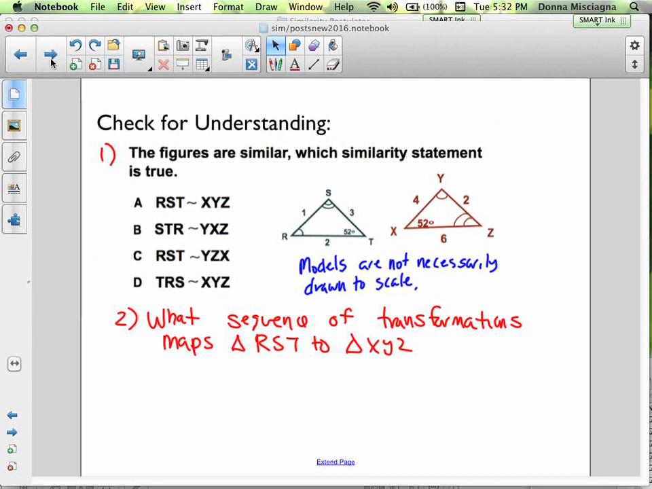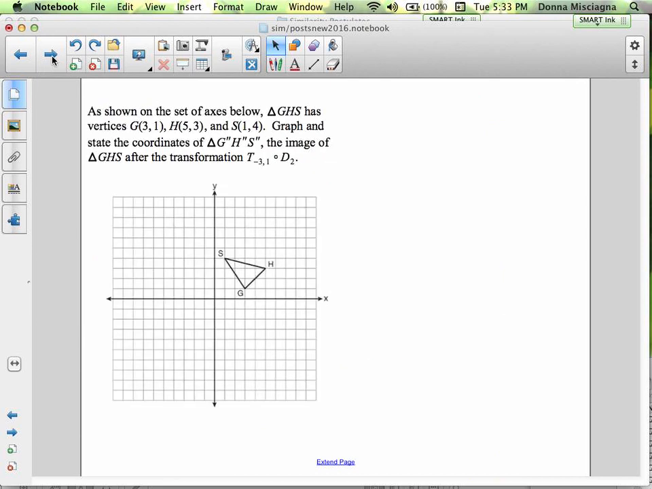Our figures are similar. You're going to tell me the similarity statement. You're going to match up the corresponding parts. And you're going to tell me the sequence of transformations that maps triangle RST to triangle XYZ. Both of those will be multiple choice questions. And here I'm looking for number 2, since we're not on a coordinate plane, just the type of transformation. And you'll see when you look at that question. So I'm going to go past this one and do the last thing.